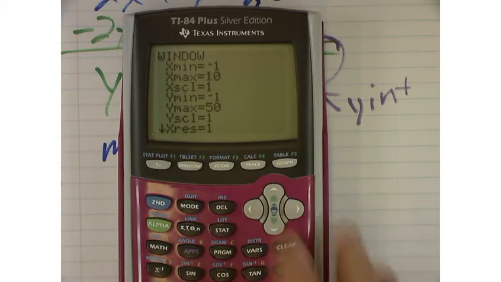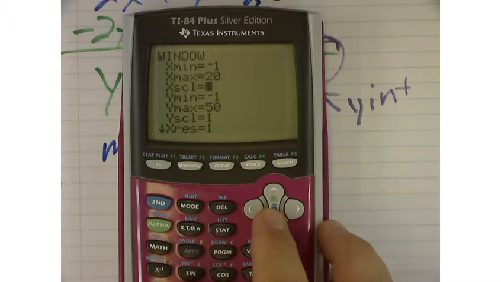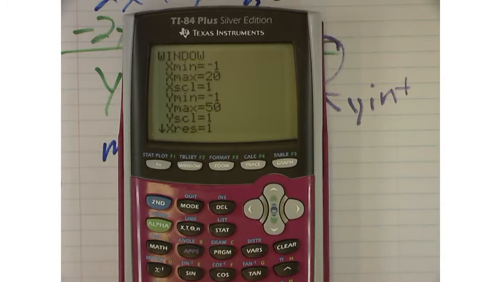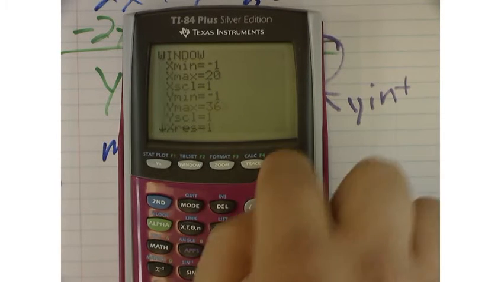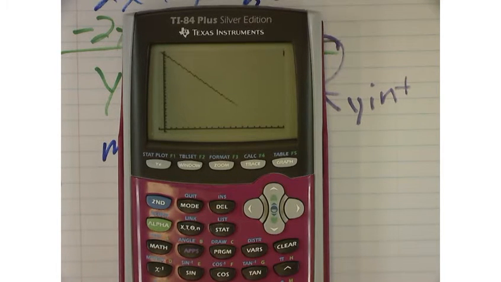That's a good guess. All right, now for the y minimum, what do you suspect we should do? Negative 1. What should the y max be? 36. Just a little bit above the 35. If we hit graph, oh man, that's perfect. Now we already know what the y-intercept is, but how do I find the x-intercept?